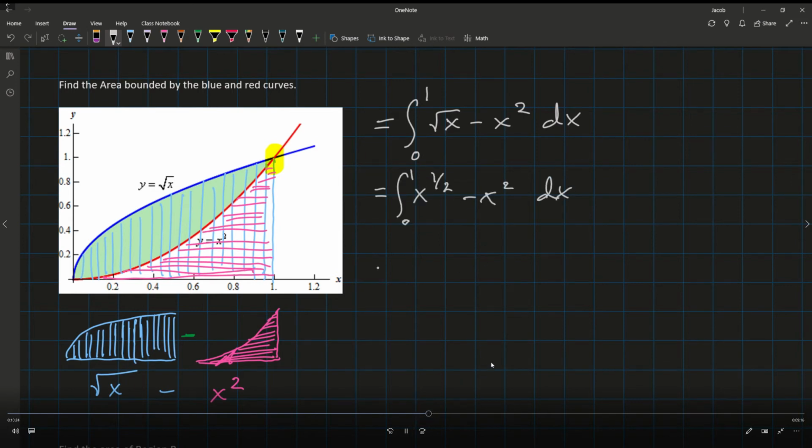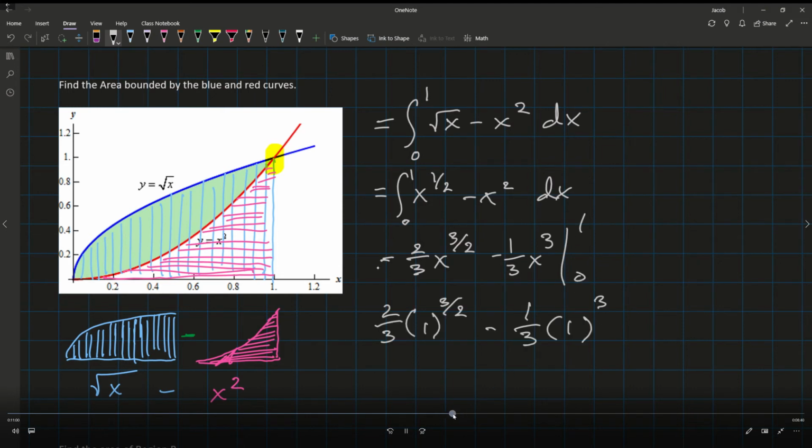I rewrote it as x to the 1/2 minus x squared. I take the integral here, and I'm going to evaluate it from 0 to 1. I'm going to plug in 1, and then I'm not going to show plugging in 0 because this whole thing is just going to be 0. But it's not too hard to evaluate 1 here, so I'll just get 2/3 minus 1/3. So the area of this green space is 1/3.